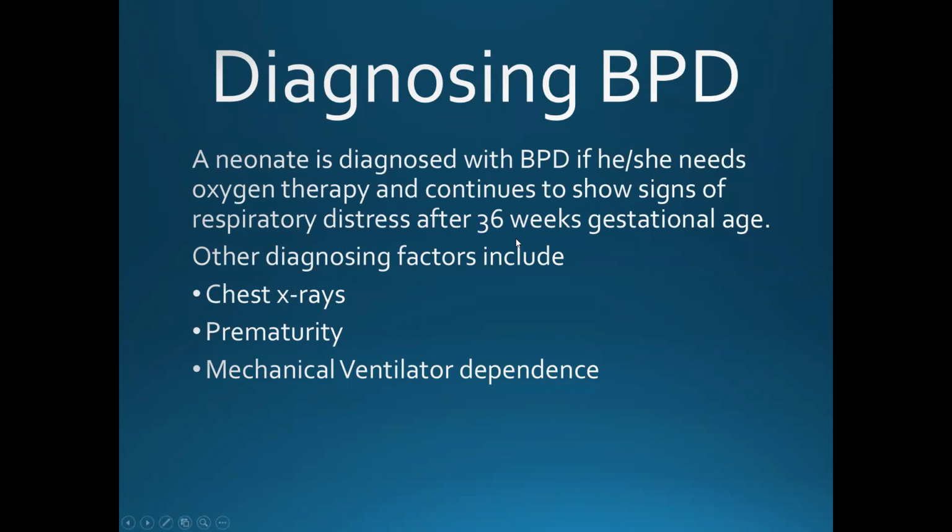So 36 weeks gestation. This could be like if they're born at 28 weeks. That's 2 months later. They're still requiring oxygen. Then they're going to be diagnosed with BPD. If they're still dependent on a ventilator, then we come to the conclusion they have BPD. And then, of course, their X-ray will look hazy with a cystic appearance.